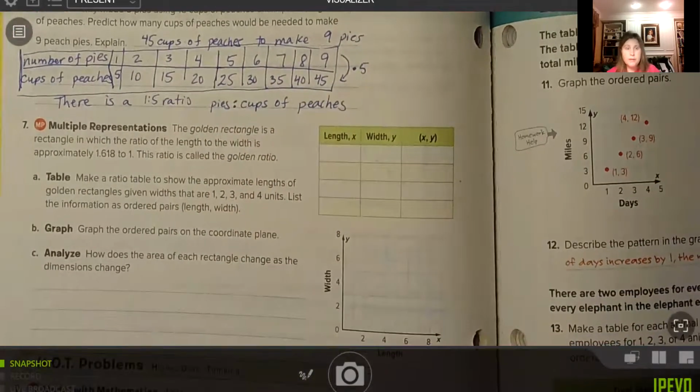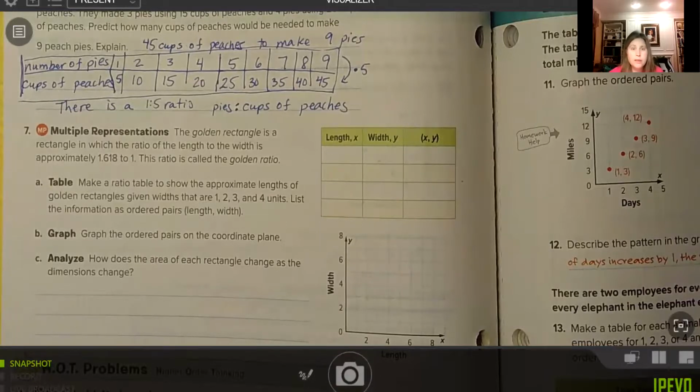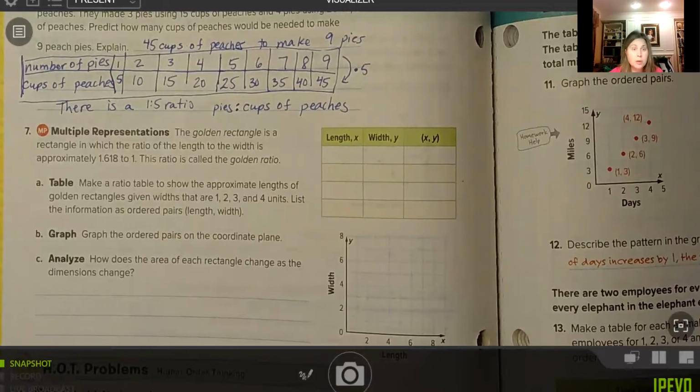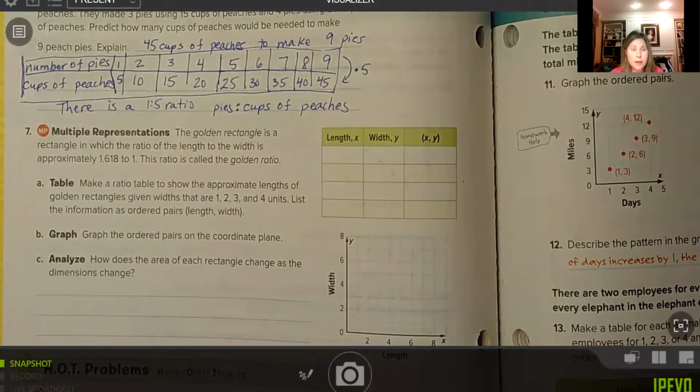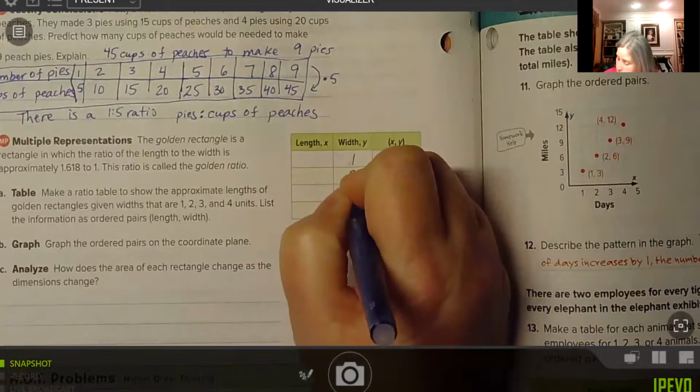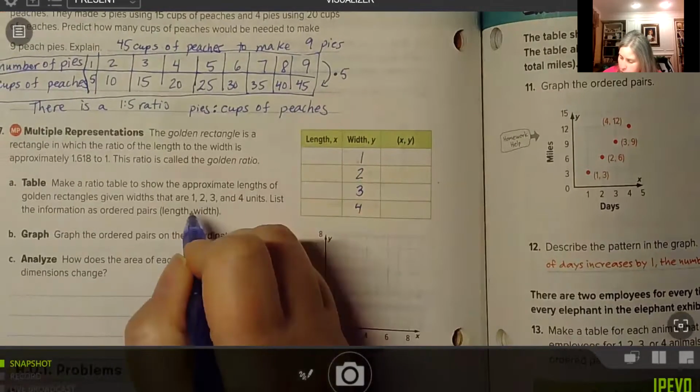Okay, moving on to number 7, multiple representations. The golden rectangle is a rectangle in which the ratio of the length to the width is approximately 1.618, so 1 and 618 thousandths to 1. This ratio is called the golden ratio. Part A, make a ratio table to show the approximate lengths of golden rectangles given widths that are 1, 2, 3, and 4 units. Okay, so given widths that are 1, 2, 3, and 4 units, that's right from our instructions.